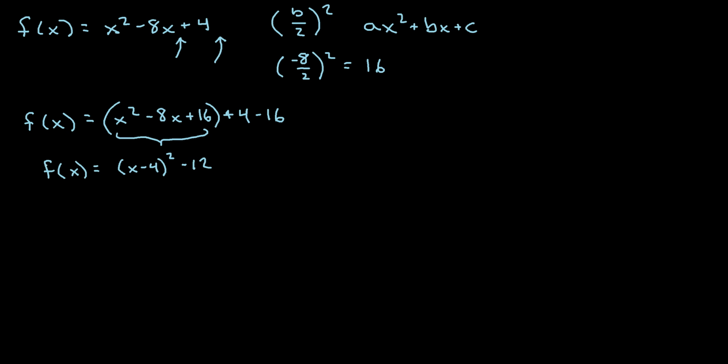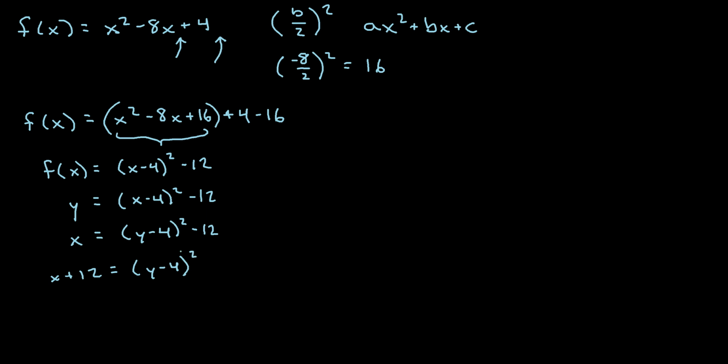So now we can find the inverse of this equation. The way that we do that is, let's first write it as y is equal to x minus 4 squared, minus 12. And then we can flip the x and the y and solve for y. So let's flip the x and the y. So we'll write x is equal to y minus 4 squared minus 12. And we need to solve for y. So we can start by adding a 12 to each side. So let's say x plus 12 is equal to y minus 4 squared.